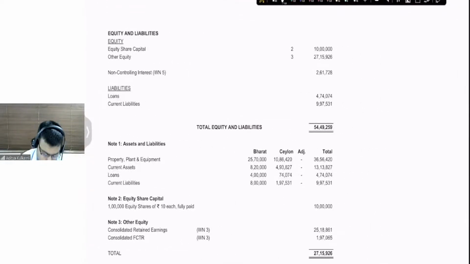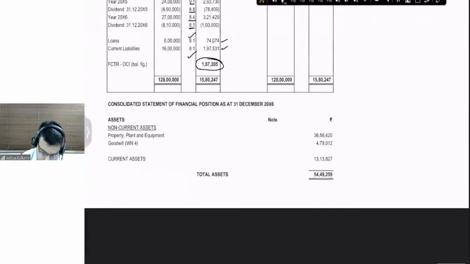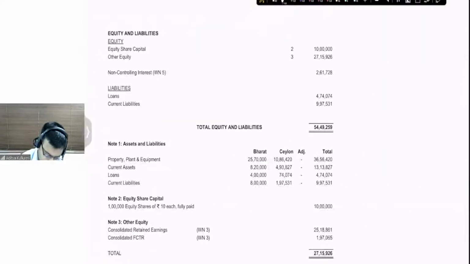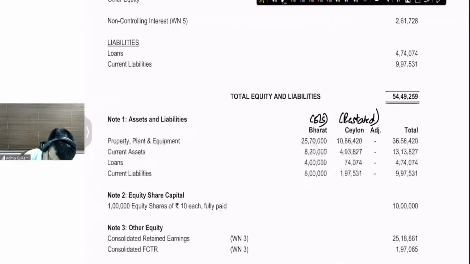One is, note, you draw the balance sheet format. Assets and liabilities, that is Bharat, Ceylon, adjustment and total. Record the balances as it is. So this is from the balance sheet of Bharat, and in the case of Ceylon, this is from the restated balance sheet. Total. Then equity share capital will be of the parent, so no doubt here.